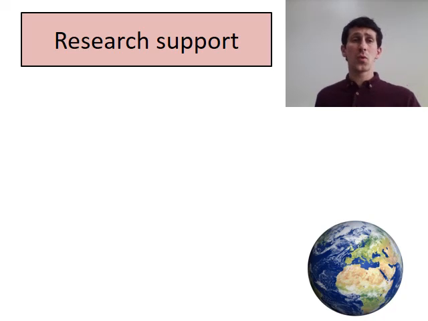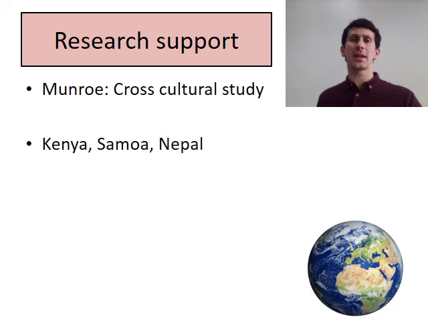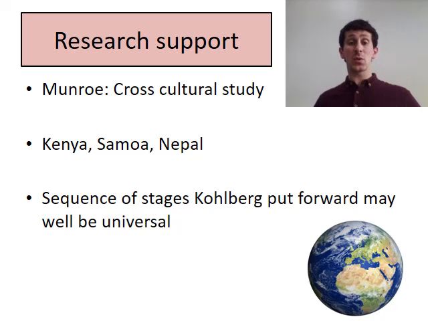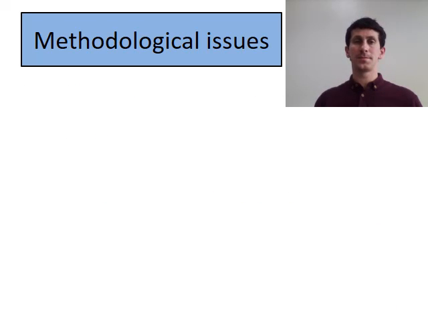There's also research support from cross-cultural studies conducted by Monroe. So he looked at countries like Kenya, Samoa, Nepal, and found that these sequences and these stages put forward by Kohlberg were universal. That around the world, children followed this sophisticated understanding of gender the older they got.